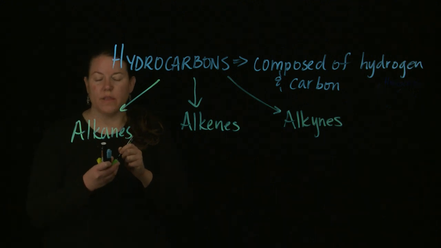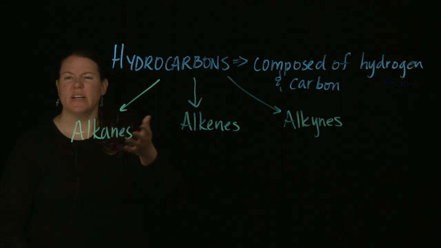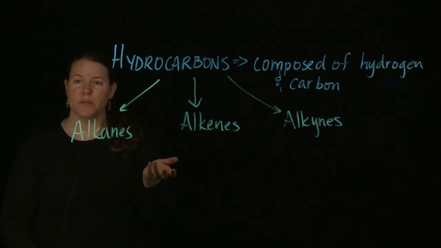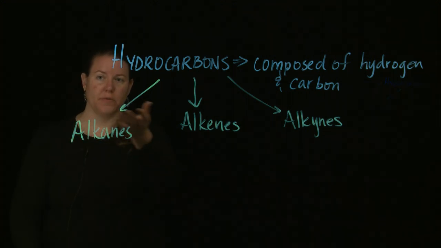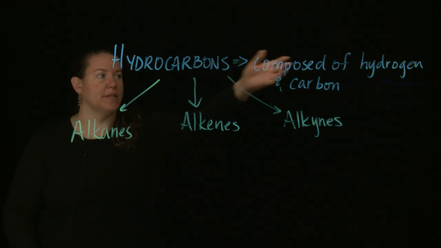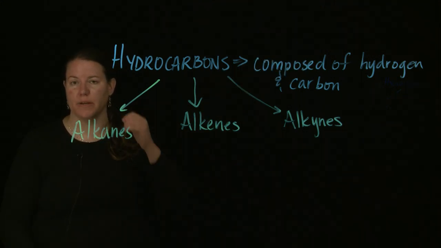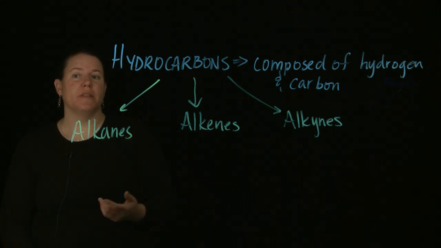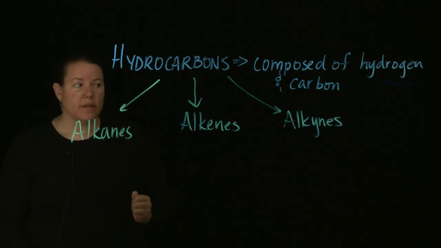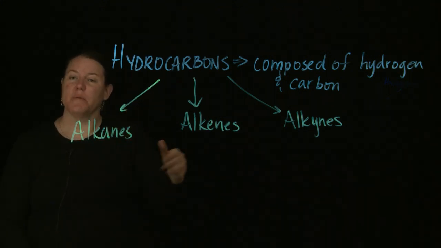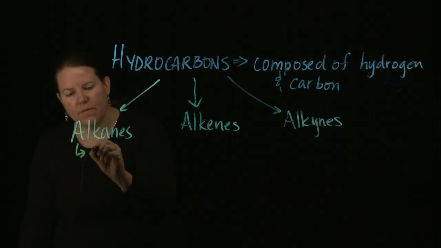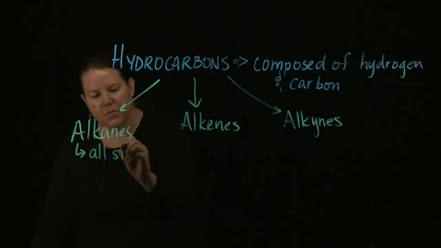The way these three subclasses differ from one another is in the way their carbons are bonded to one another. They don't differ in the elements that make them up, because all of them are composed of hydrogen and carbon. And since we know that hydrogen can only make one bond to a central atom, they only differ in how the carbons are bonded together. So let's talk about alkanes. Alkanes have all single bonds between carbons.